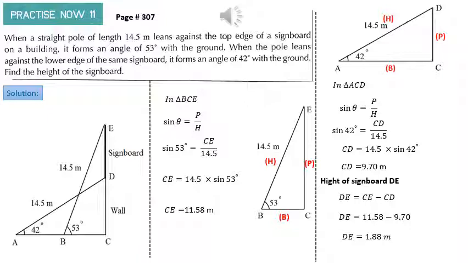Now we are going to find the height of the signboard. From the main diagram we know that DE is equal to CE minus CD. The value of CE is 11.58 and the value of CD is 9.70. So the length of DE is 1.88 meters. So the height of the signboard is 1.88 meters.